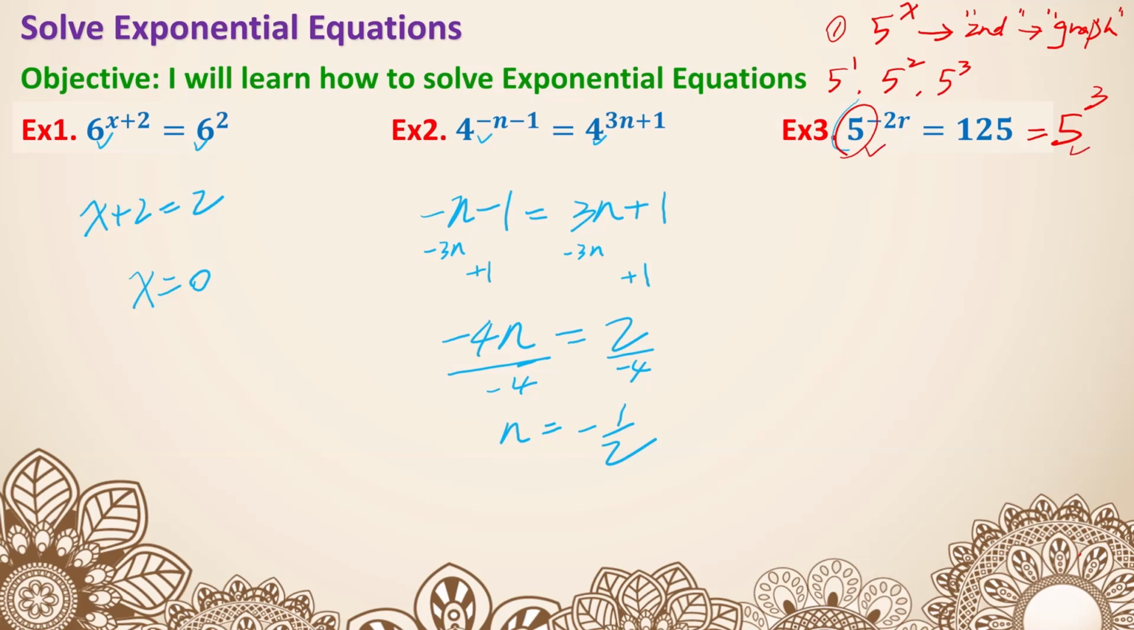The bases are the same, so the exponents have to be equal to each other, which is negative 2r equals 3. And finish solving, divide both sides by negative 2. r is negative 3/2. That is example 3.